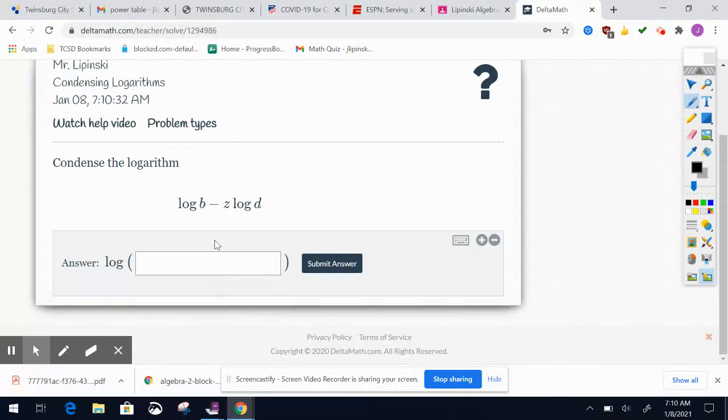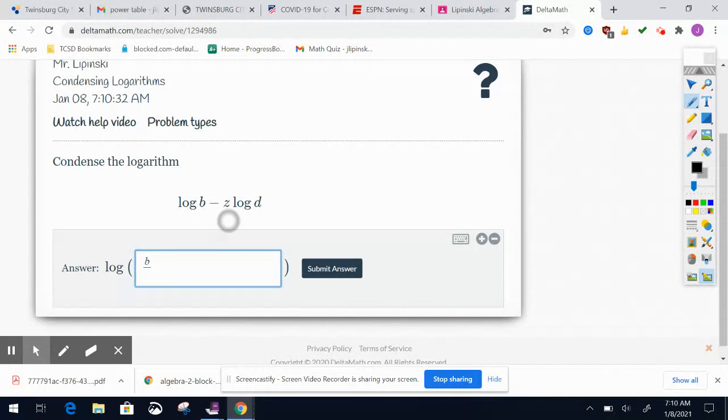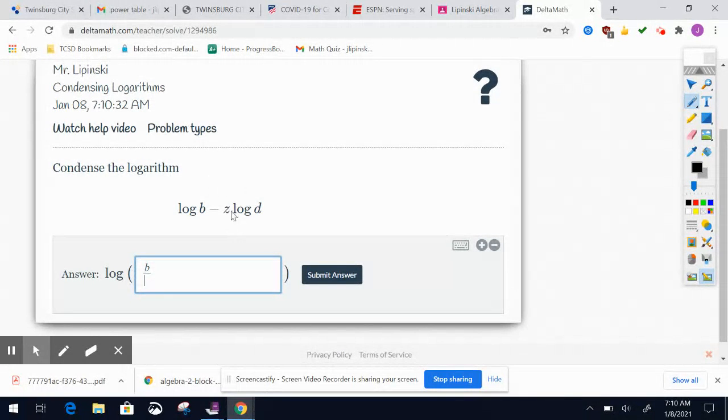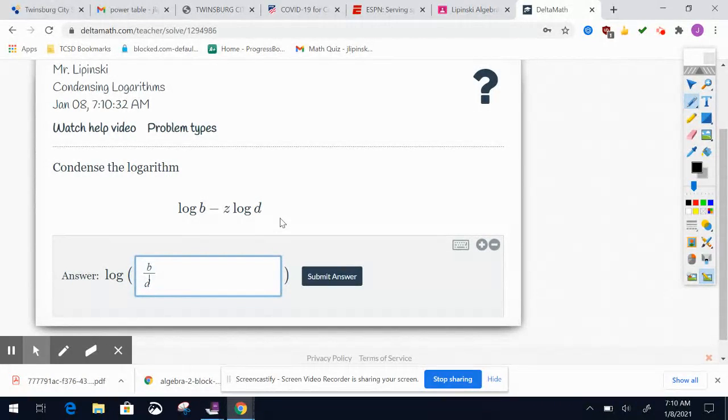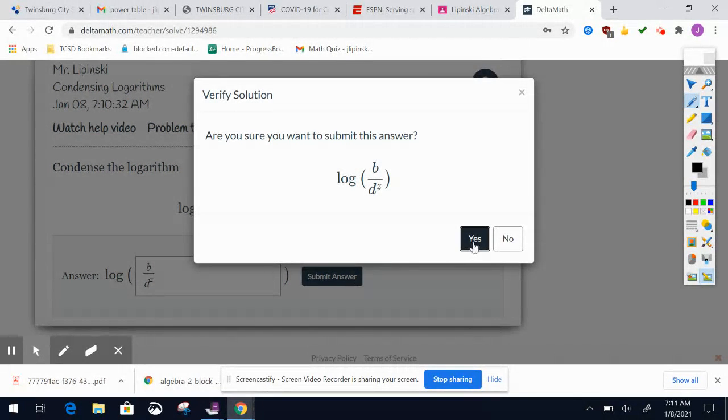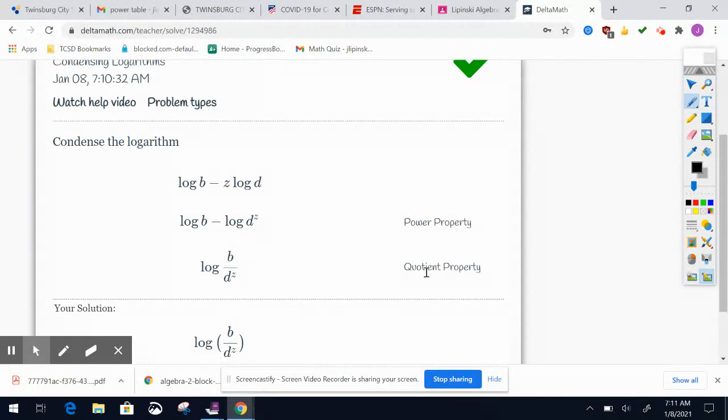Hold on, let's do another problem here. So let's do this problem here. So this right here is a subtraction problem. Sorry about that. So I've got b divided by, and the z in front here, the z in front is the exponent. So I'm going to move that in front. So it's going to be d raised to the z power. Looks different, but as you can see, it already has the log there. So they just want the final condensed answer as you do this. And it kind of shows you how to do that.